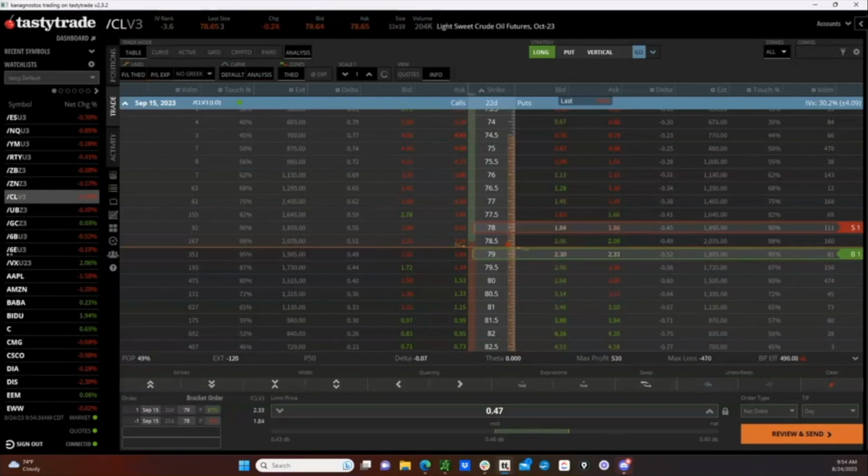The debit paid shows 47 cents. Multiplying that by 1,000 means you're paying a debit of $470. That's also your max loss and capital requirement. Max profit then is the difference between that and the $1,000 that the spread is worth, so in this case, $530. The probability of profit is right around 50%.